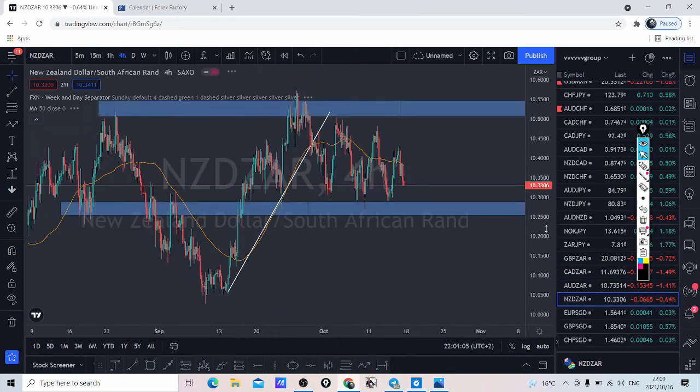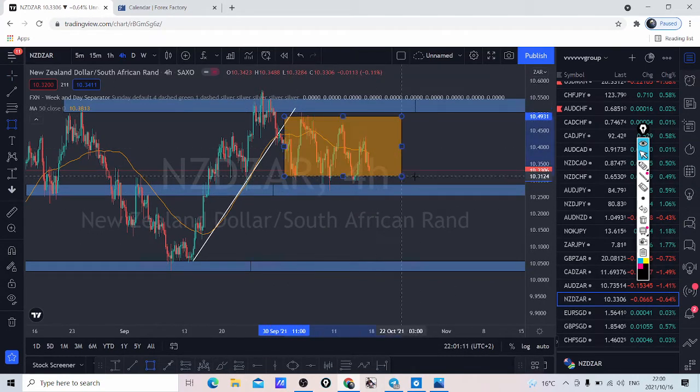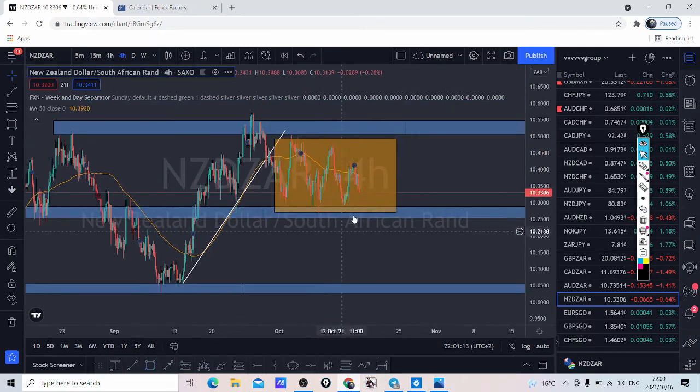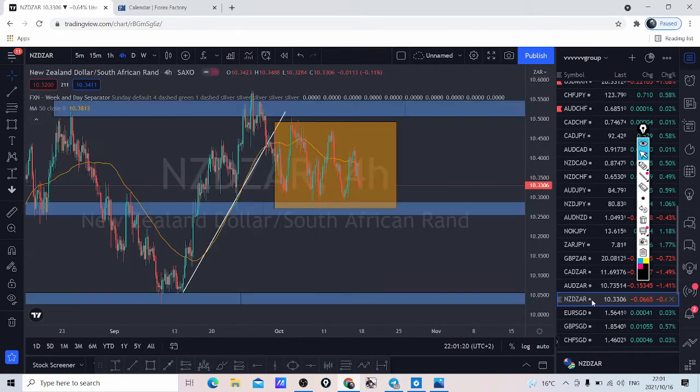NZD ZAR, nothing interesting yet. We are still in this consolidation box. Once we see maybe a breakout, either up or down. Okay, there's something interesting here on NZD ZAR. We see this consolidation box, right?